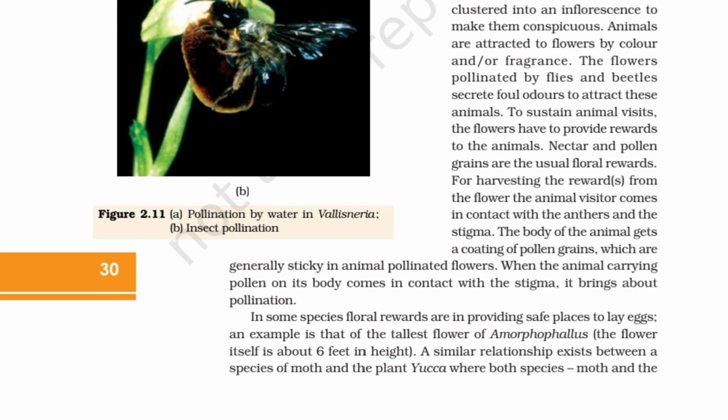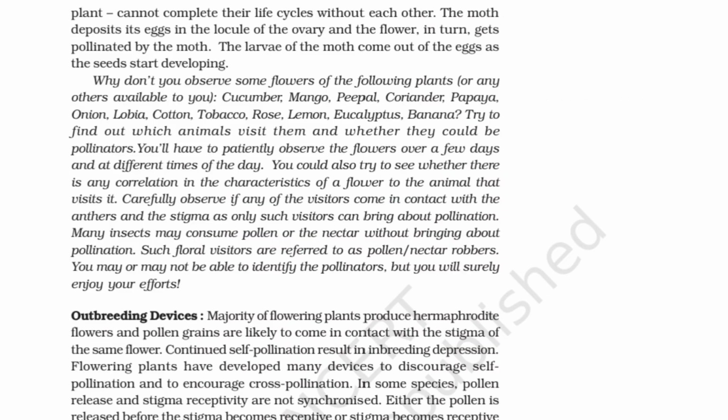In some species, floral rewards are in providing safe places to lay eggs. An example is that of the tallest flower of Amorphophallus. The flower itself is about 6 feet in height. A similar relationship exists between a species of moth and the plant yucca, where both species, moth and the plant, cannot complete their life cycles without each other. The moth deposits its eggs in the locule of the ovary and the flower, in turn, gets pollinated by the moth. The larvae of the moth come out of the eggs as the seed starts developing.